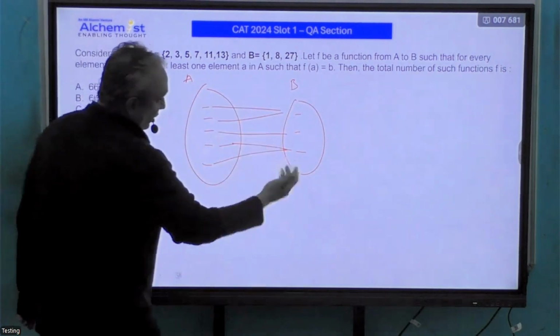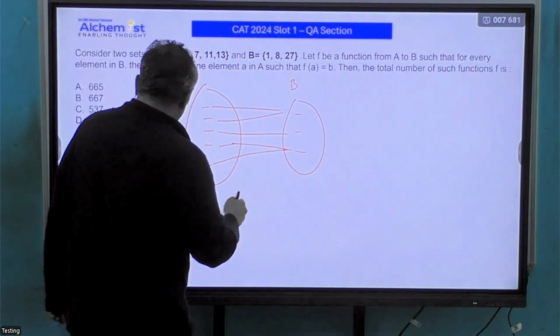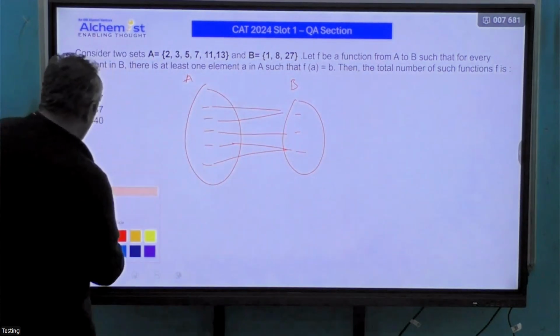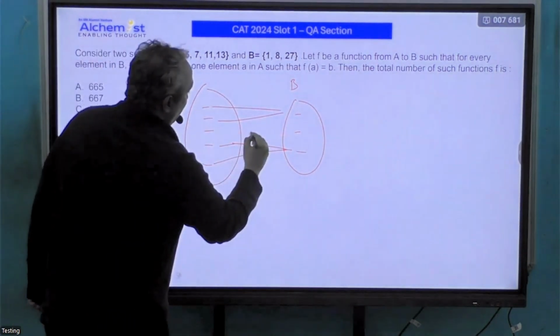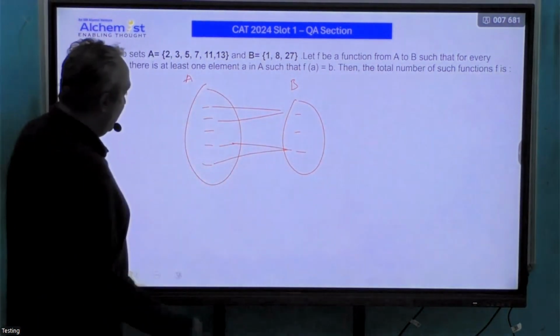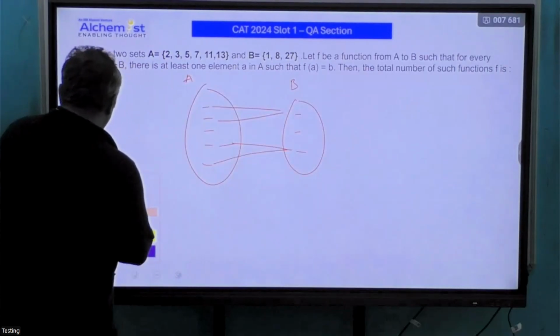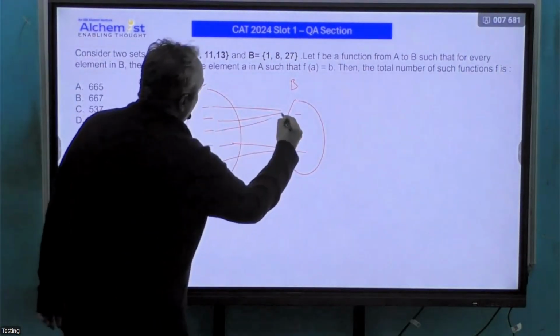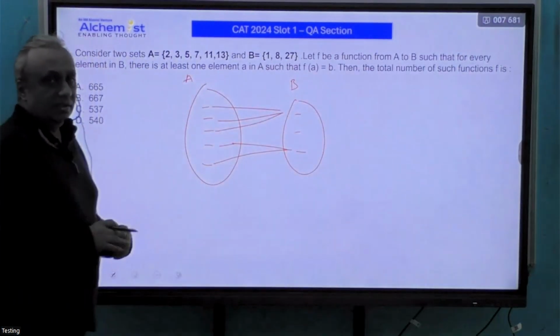So there should not be a scenario, for example, just like this, in which you could say that this element is not mapped. Okay, and in that scenario, that need not be counted. So if it was like this, then this is not a desirable situation.